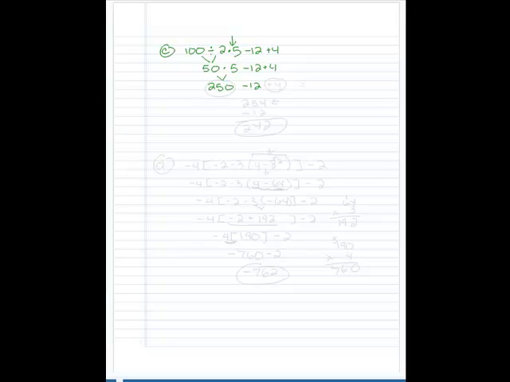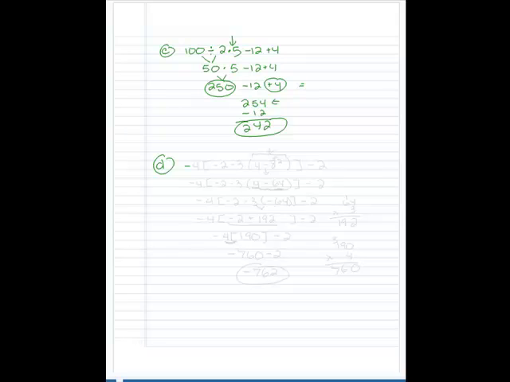Minus 12 plus 4. Now here, I could do 250 minus 12, or I could do 250 plus 4 because they're both positive and get 254, and then just subtract the 12 last. And since the biggest number is positive, my answer is going to be positive. Let's look at a couple more.